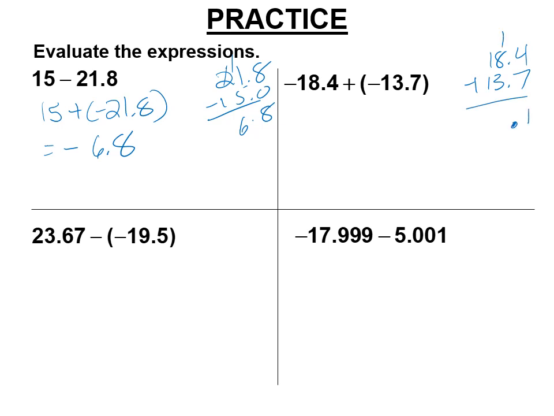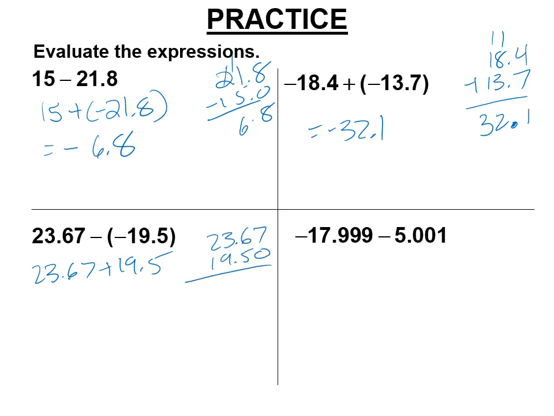These are both negative, so the answer, we're just going to add these up. Lining up our decimal points, very easy here. I'm getting -32 1/10. This is 23 67/100 plus 19 5/10. You add the opposites, you're just going to add those up. And again, we're lining up our decimal points. And we get 43 17/100.